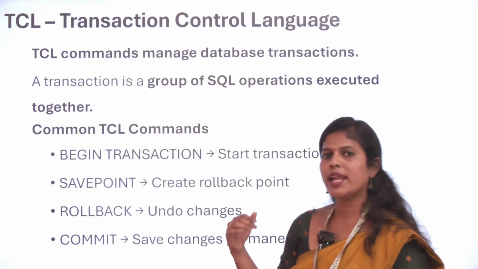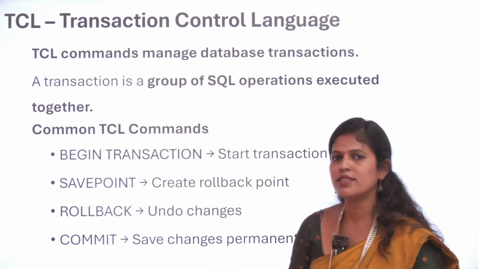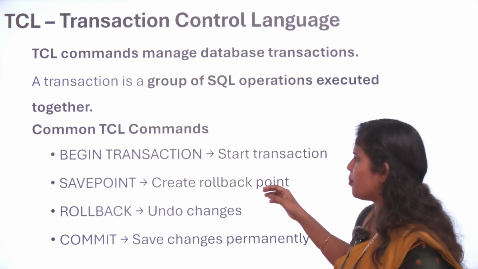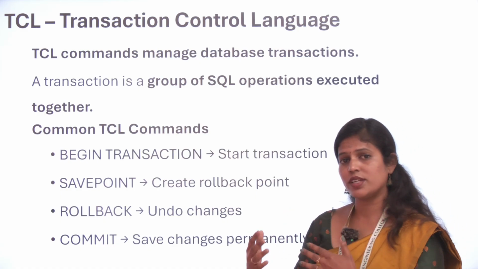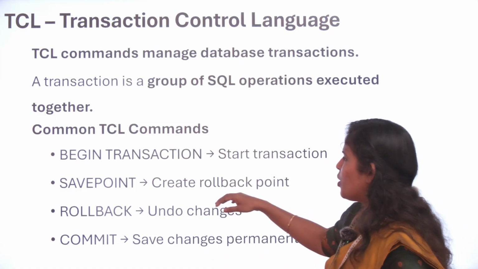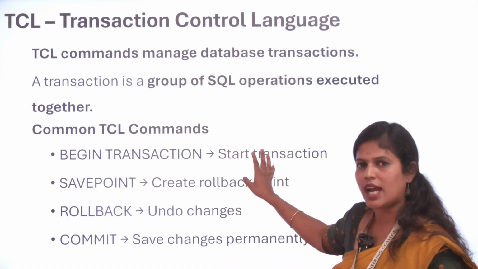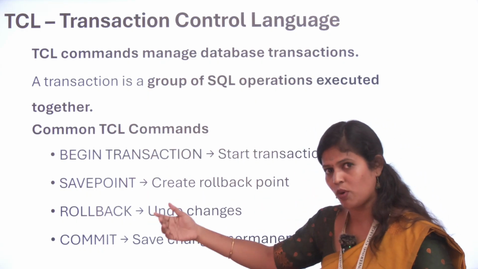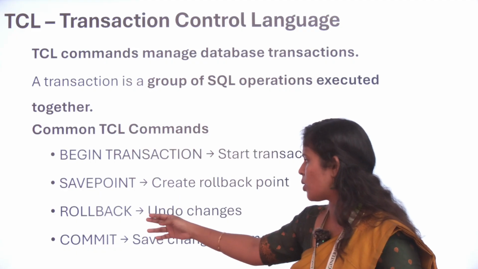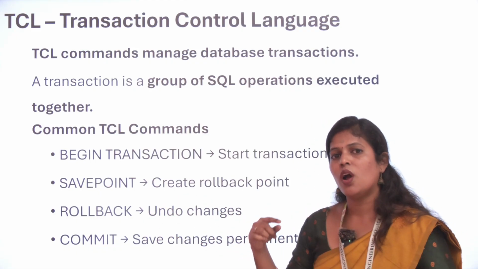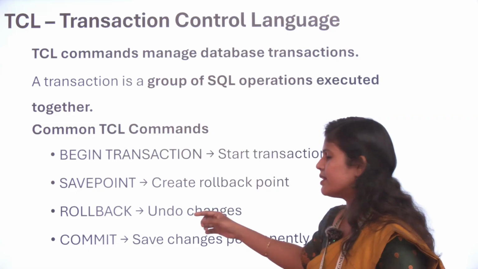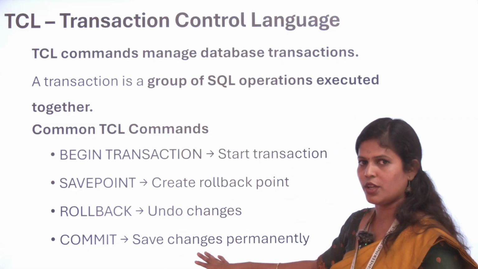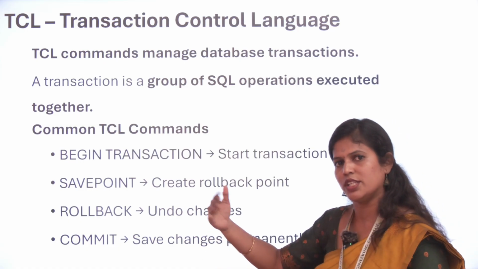So DML is over. Next one is TCL. TCL is transaction control language, which helps you to do the transaction as a single unit. Begin transaction will help you to start the transaction. Savepoint will help you to roll back to that point, rollback will help you to undo the changes, and commit will help you to save the data permanently. At last, you can do the commit after changing your entire data.